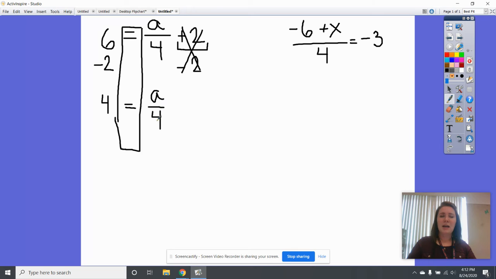So I have a divided by 4, so the opposite is to multiply by 4 on both sides of my equal sign. So now I have a 4 on the top of the fraction, because I've multiplied by 4, and a 4 on the bottom of the fraction. 4 divided by 4 is 1. So I could write 1 times A, but 1 times A is just A. So A equals 4 times 4 is 16. So our answer is 16.